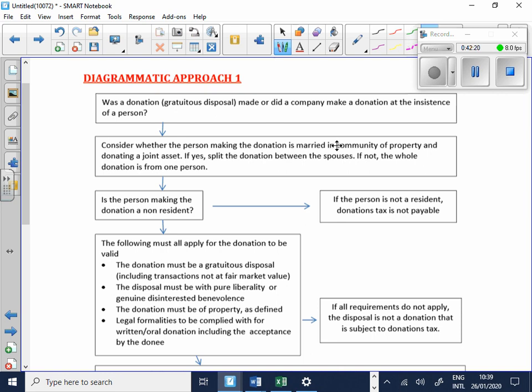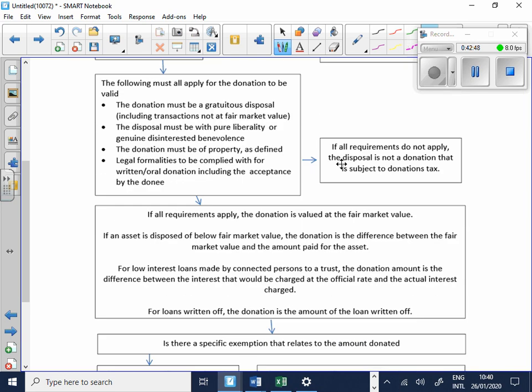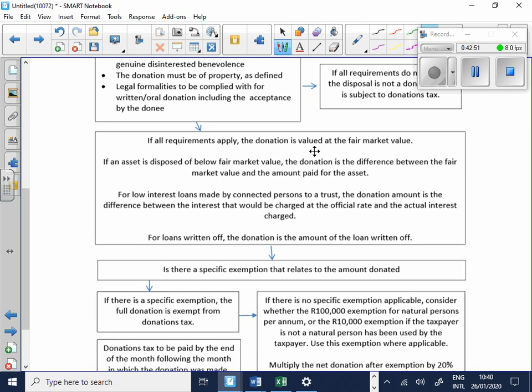Is that all right? Next, is the person making the donation a non-resident? If it's a non-resident, no donations tax. If it is a resident, we carry on. Guys, the following must apply. There must be a gratuitous disposal, pure liberality, or genuine disinterested benevolence. Property and all legal formalities need to be complied with. If all the requirements do not apply, it's not a donation. And then, guys, what's going to happen? Okay. Valued at fair market value. Are you guys comfortable?